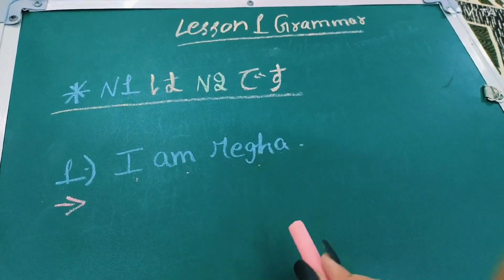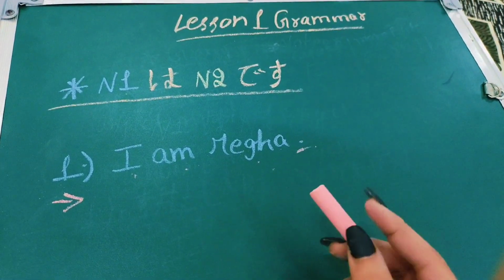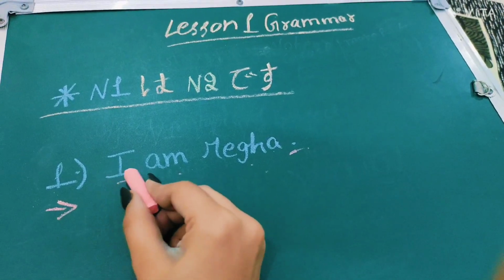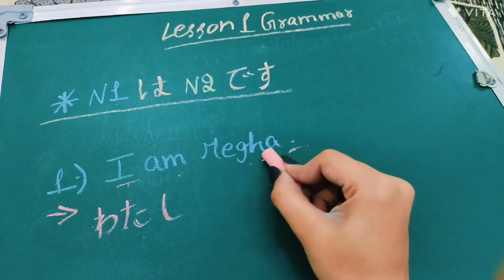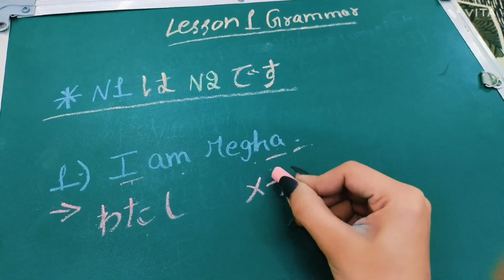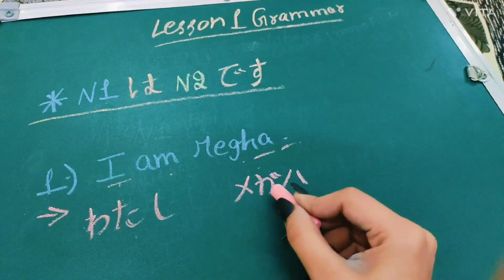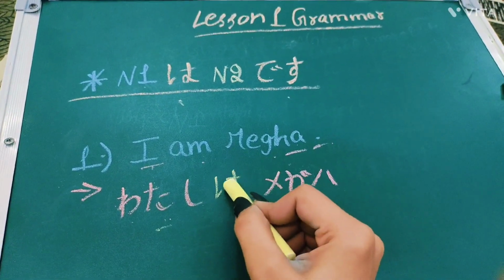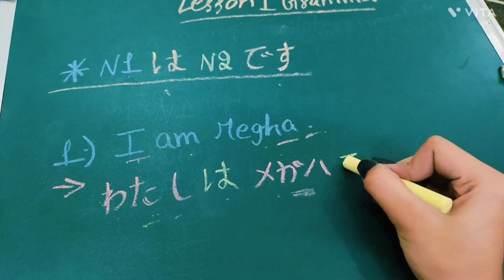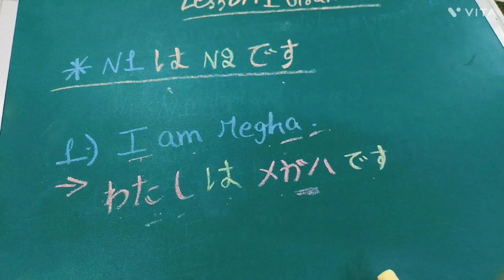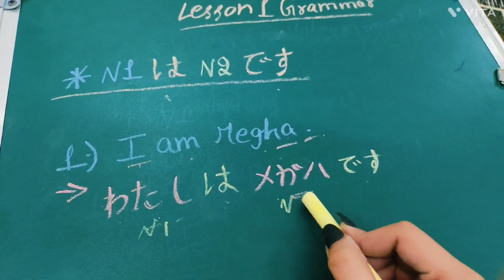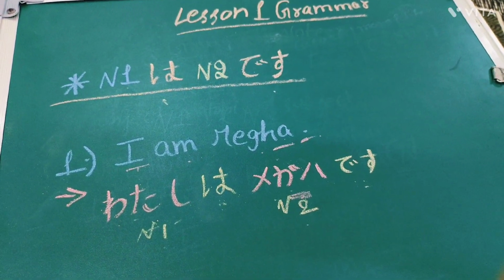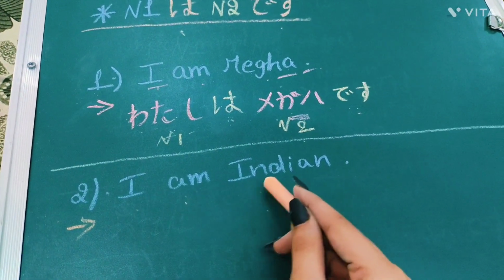Like I am Megha. First sentence would be I am Megha. What was the vocabulary of I? Obviously, we have done it in a previous lesson. So, vocab of I is watashi. Katakana word for Megha is me, ga, ha. Megha. Now, let's make it a sentence with particle wa and desu. Watashi wa Megha desu. Noun 1, then noun 2. Noun 1 wa, noun 2 desu. Watashi wa Megha desu. I am Megha.